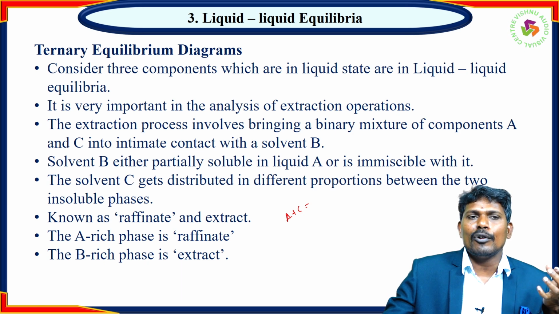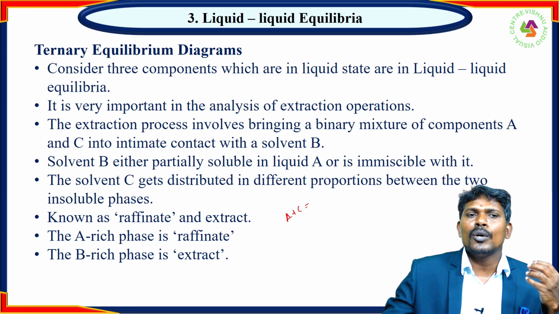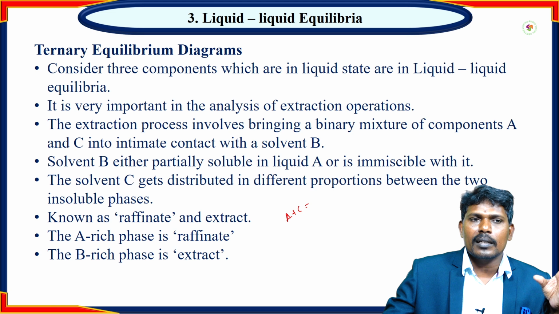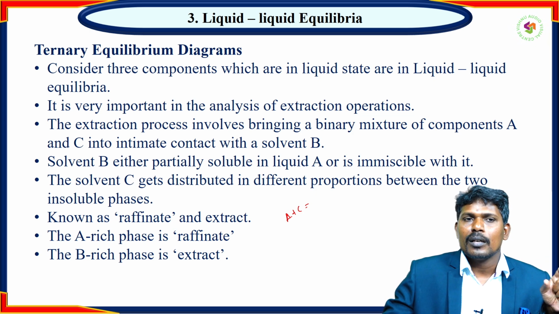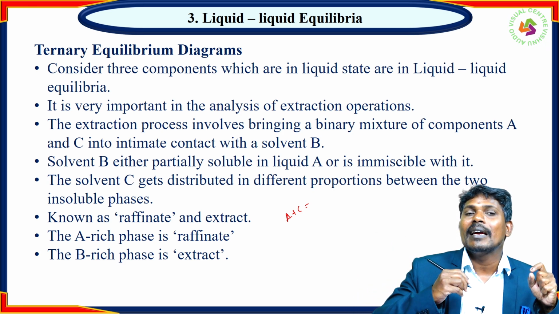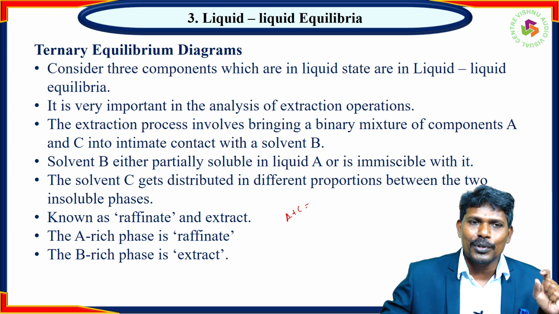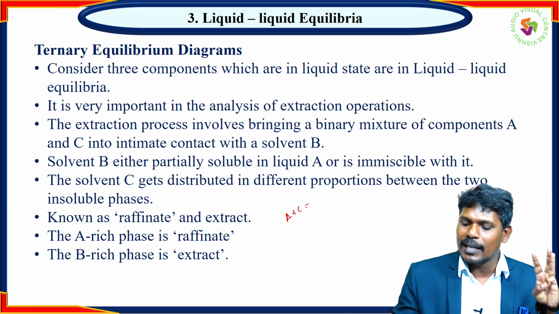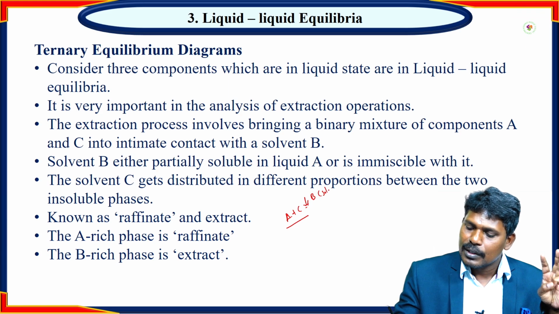I want to separate one compound from its byproducts. For example, A plus C are there, and I want to get pure A. So choose a solvent in such a way that C will be dissolved in B, forming immiscible liquids, so that we can easily separate them. Here also there are three compounds. Initially A plus C is a solution, and B is added as the solvent.